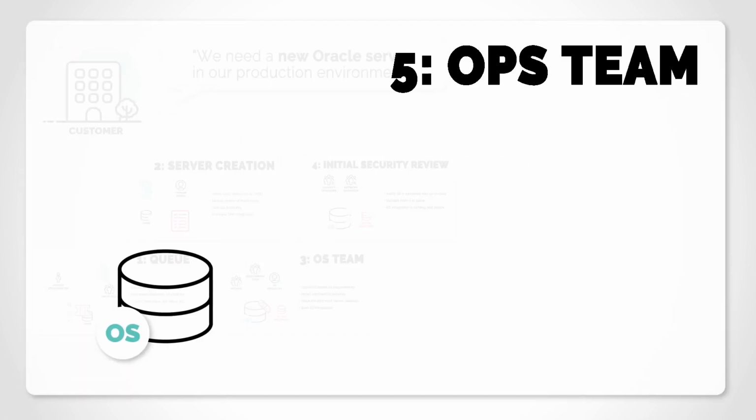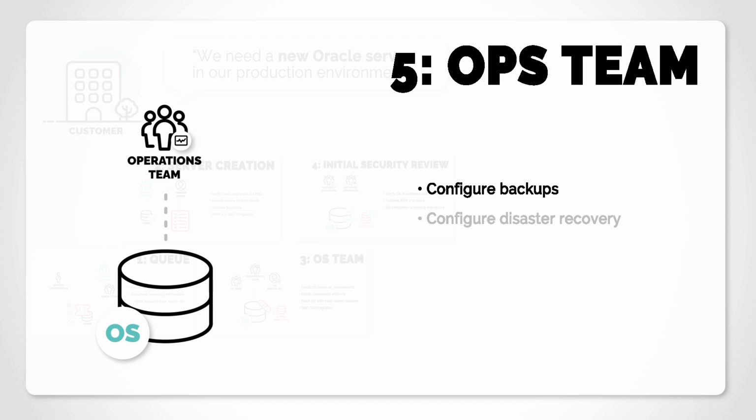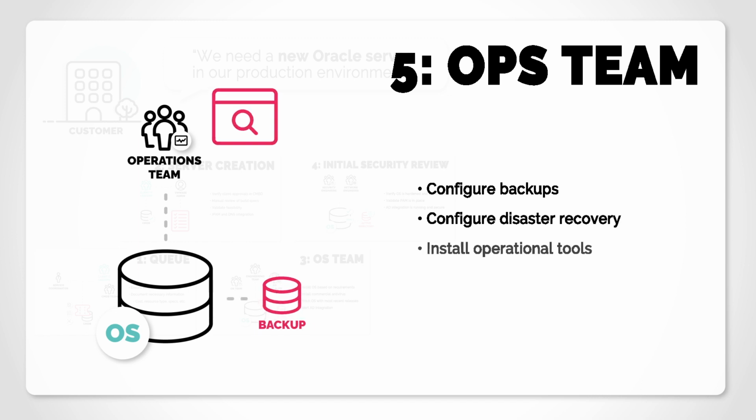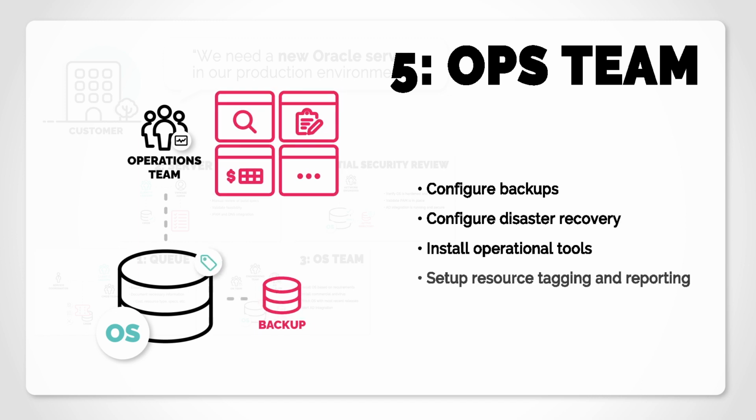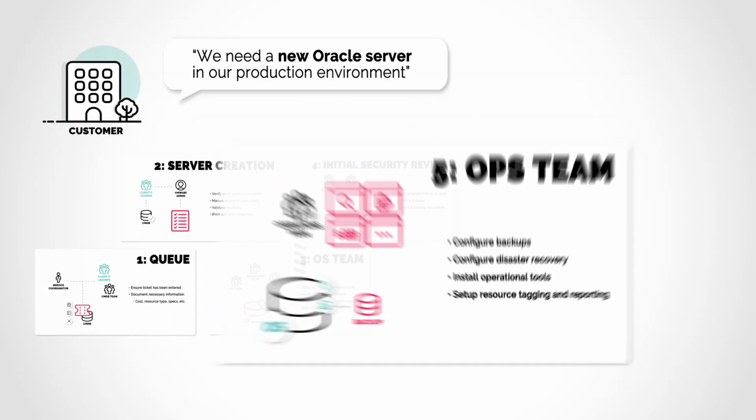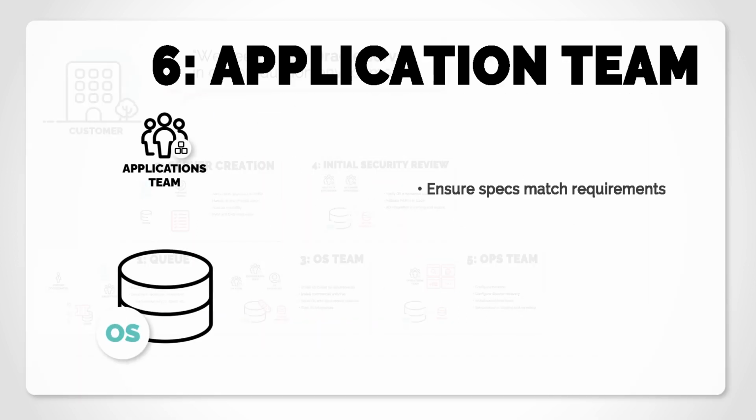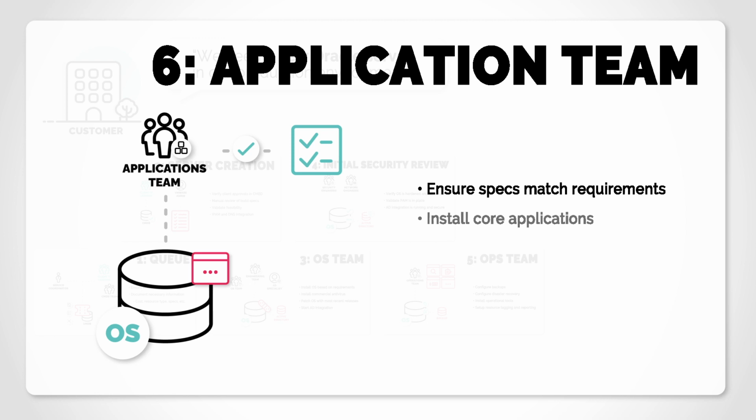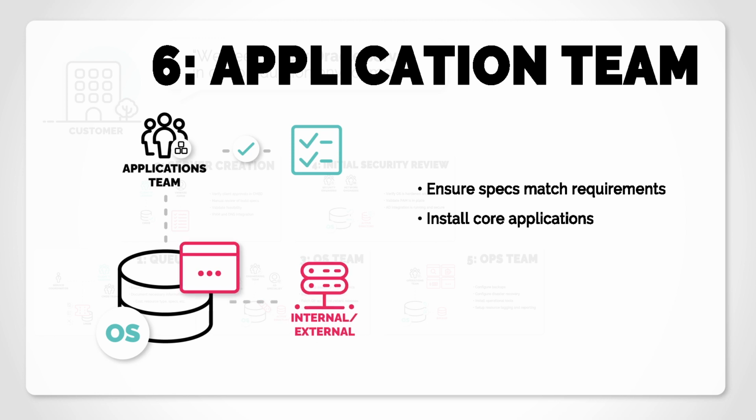Once everything is validated, the operations team has to set up for disaster recovery while making sure backups are in place in case of, well, a disaster. Operational tools for monitoring, logging, cost management, and more are then installed, and a system for resource tagging and reporting is configured for future visibility. Next, it's up to the application team to ensure that the VM spec and OS flavors match the app requirements. Core applications then must be installed while internal and external networks are configured. Don't worry, we're almost done.